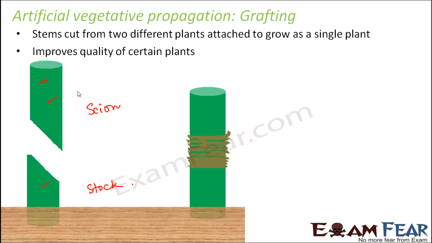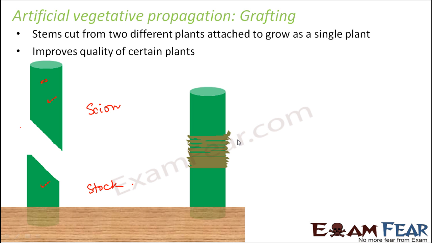Scion and stalk should exactly fit each other, leaving no gap. There should be absolutely no gap when you are fitting them together. That is why a slant cut is preferred, so that they exactly fit in, because if you cut it straight, sometimes it becomes difficult to ensure that there are no gaps. So you cut it slant so that they exactly fit in with each other.